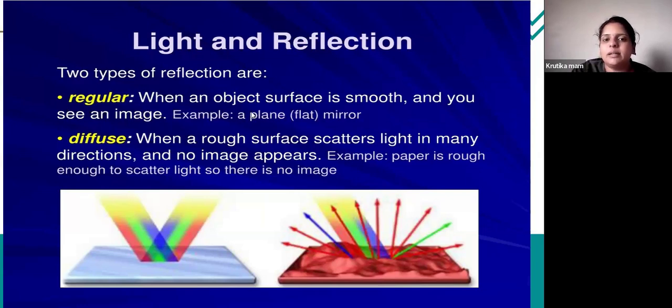So an example for regular reflection is a plane mirror. A plane mirror or flat surface. On any flat surface where you see the phenomenon of reflection, that is called regular reflection. So diffused or irregular reflection is the opposite.